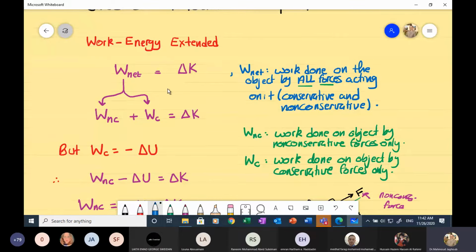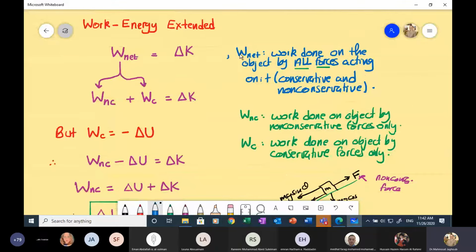The change in kinetic energy. Yes, it's the change in kinetic energy. So the total work done on an object equals the change in the kinetic energy. This is the total work done, and I have explained exactly what W net is. It's the work done on the object by all forces acting on it. These forces can be conservative or can be non-conservative.